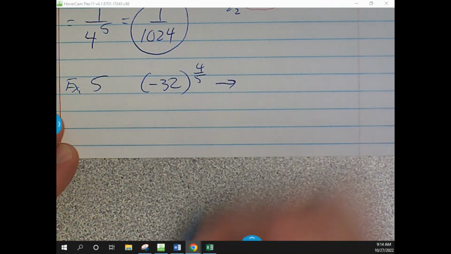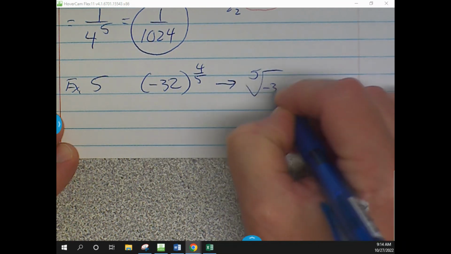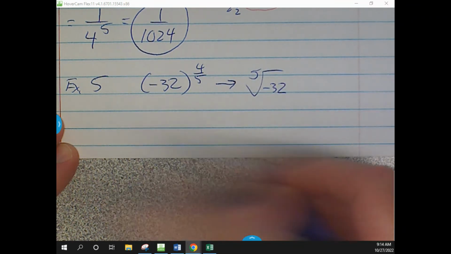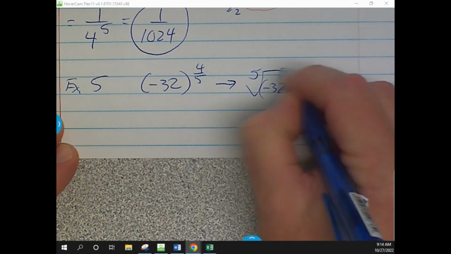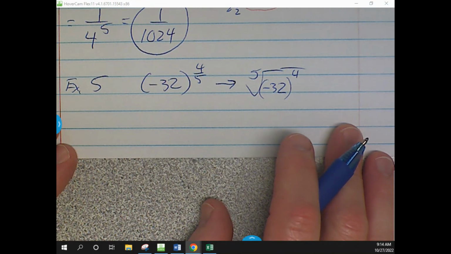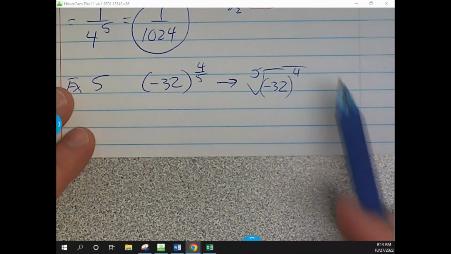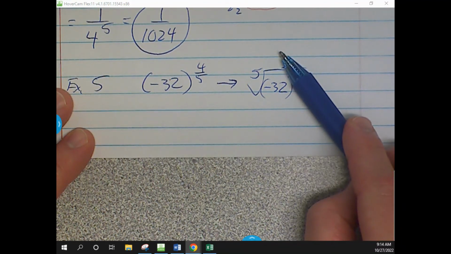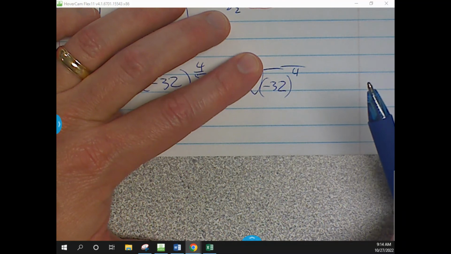So let's rewrite it so we can actually do this. So we've got the 5th root of negative 32. And notice it's in parentheses, so let's leave it in parentheses, to the 4th power. Okay, and here's our options we've got. We can either do the 5th root of 32, or we can do negative 32 to the 4th power.